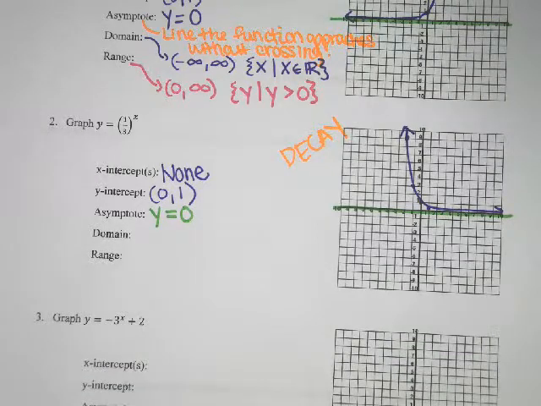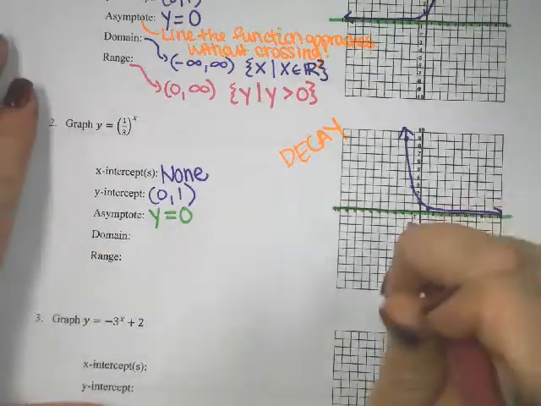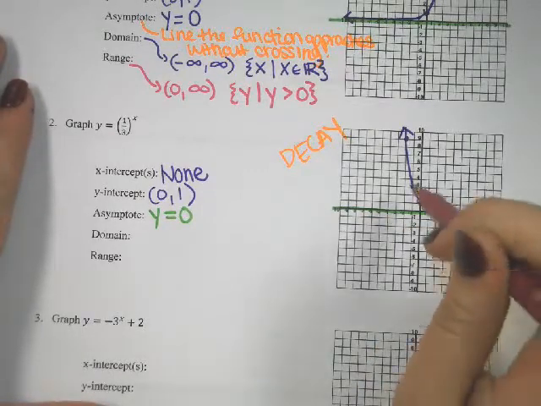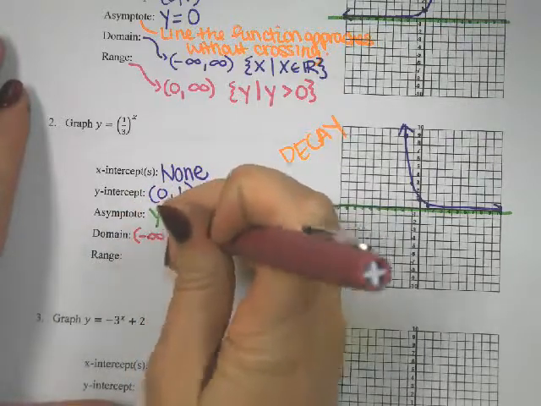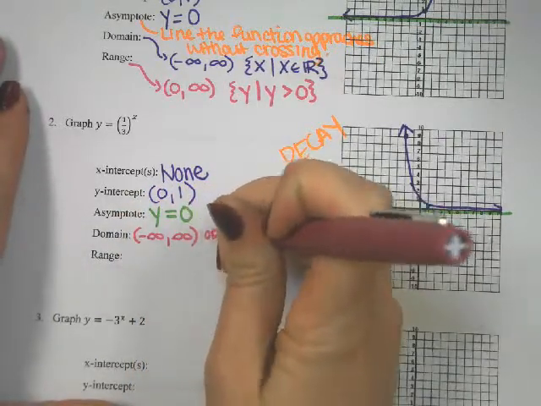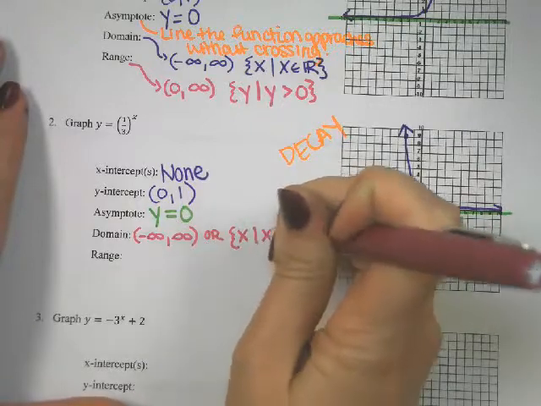And our domain and range are the same as well. So for our domain, it does point all the way to the right, and this, although it looks up, does point to the left. So we can either say negative infinity to infinity, or in set notation, all x such that x is a real number.